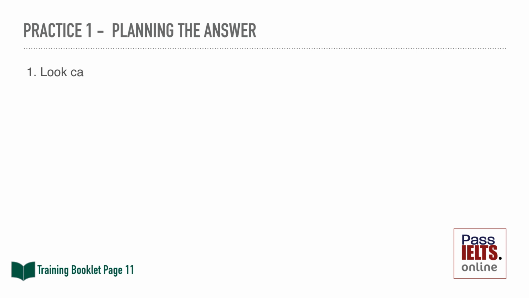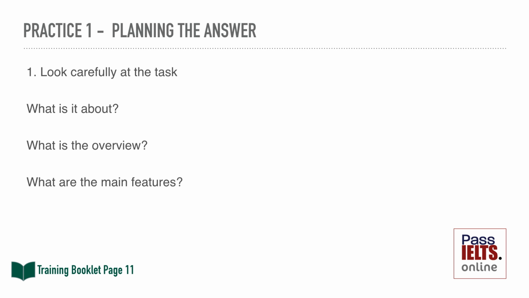First of all, we're going to look carefully at the actual task. You can take a minute to do this exercise. First of all, you have to decide what the map or plan is about. Make sure you take time to understand what exactly it is showing. Then you can decide on the overview. As with the graph or the chart, you also need to include an overview of the main changes here. And you also need to decide what are the main features. Here you have to choose the most significant features again, and back them up with data from the map. Remember, you shouldn't describe everything.